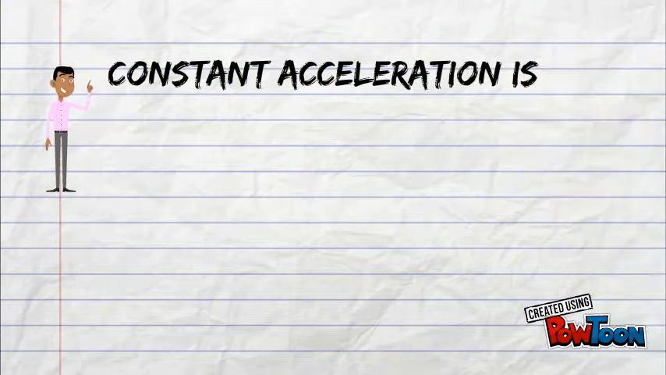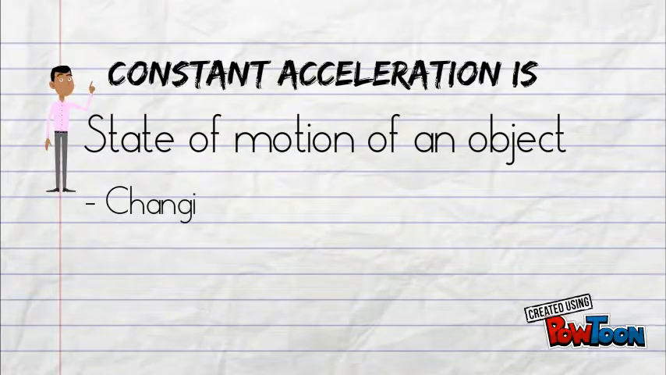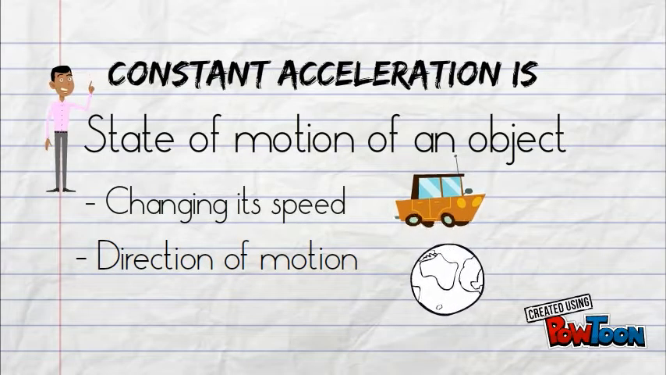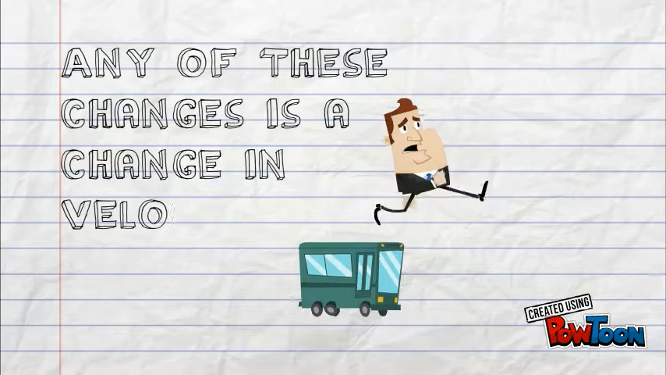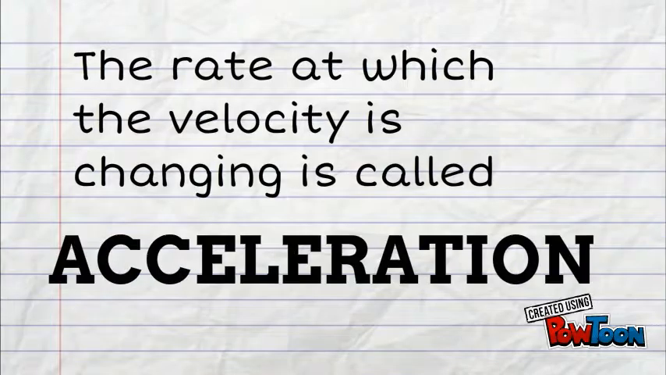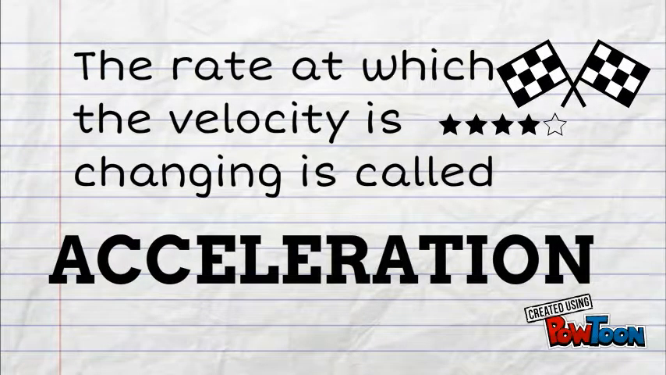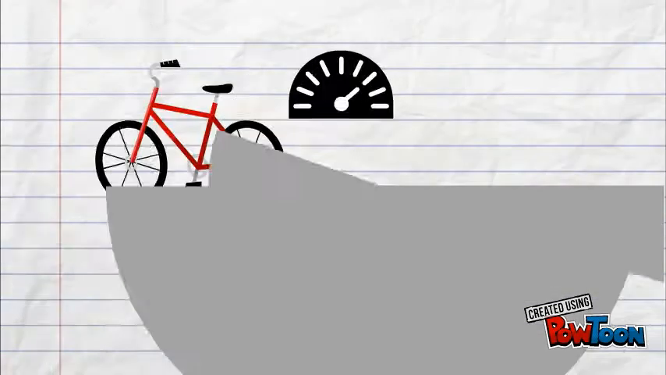Acceleration is the change of the state of motion of an object by changing its speed, its direction of motion, or both. Any of these changes is a change in velocity. The rate at which the velocity is changing is called acceleration. Because acceleration is a rate, it is a measure of how the velocity is changing with respect to time.